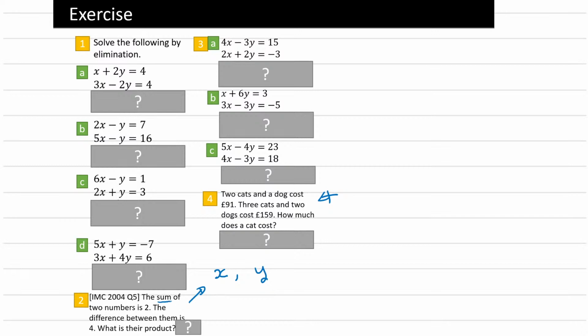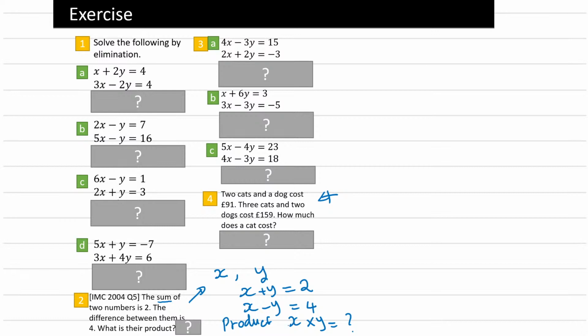The sum means you're adding them. So this means if I do x plus y, I should get their sum. The sum of these two numbers is 2. The difference between them, that means if you take away those two numbers, so x minus y, this is going to give you a 4. Okay, what is their product? So product means if you multiply them, x times y equals what? Which means you need to find your x, then you need to find your y.